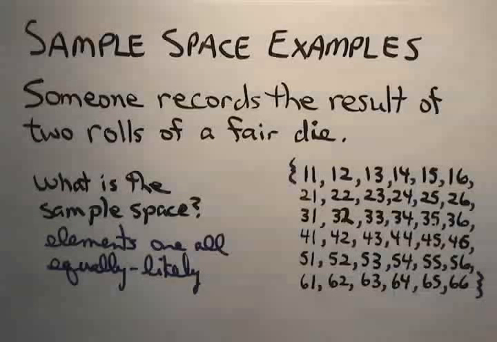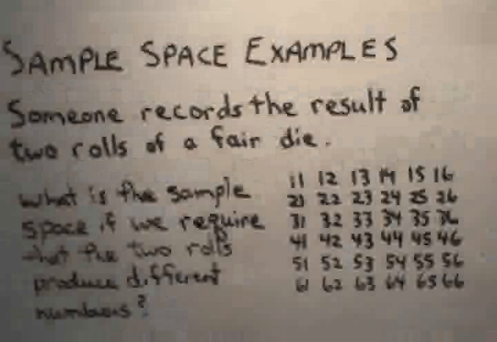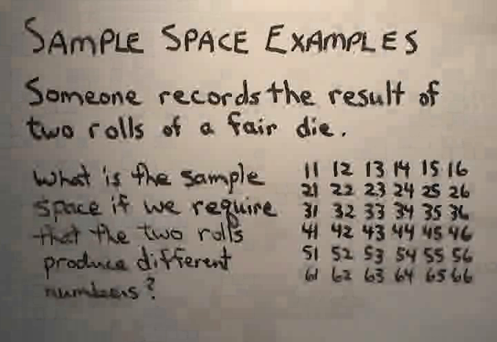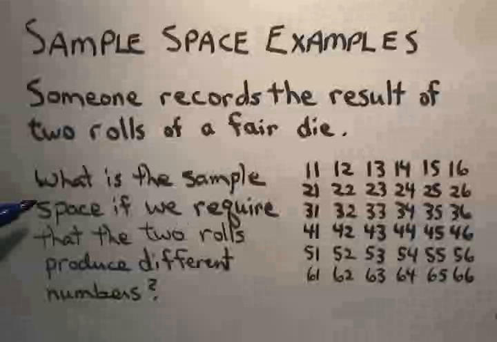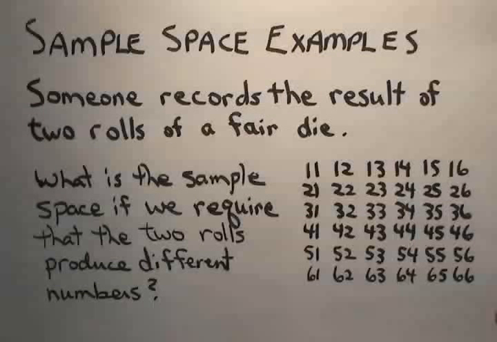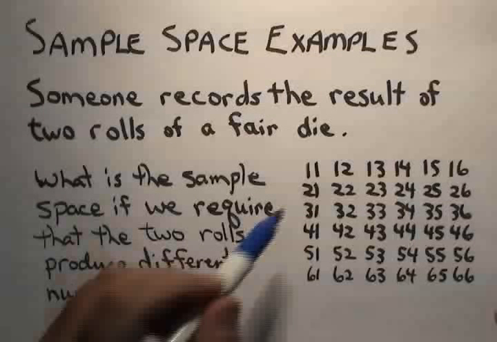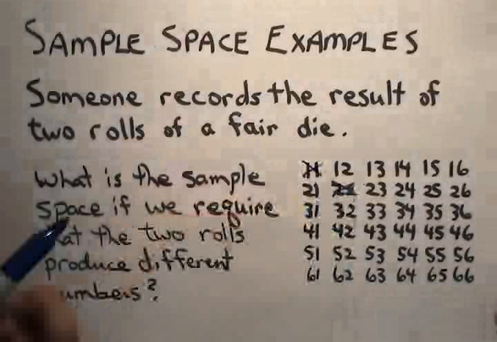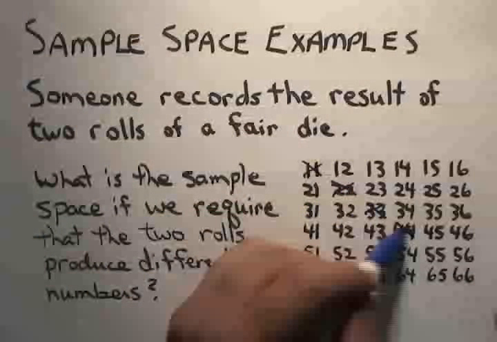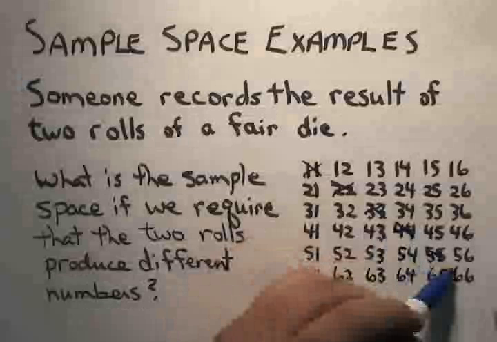We can also take an example very similar to this and change it up a little bit and make something new out of it. For example, here we still have someone recording the results of 2 rolls of a fair die, but this time it says, what is the sample space if we require that the 2 rolls produce different numbers? Well, what that really means is we're not allowing a 1-1 combination anymore. We're not allowing a 2-2 combination anymore, or a 3-3, or a 4-4, or a 5-5, or a 6-6.